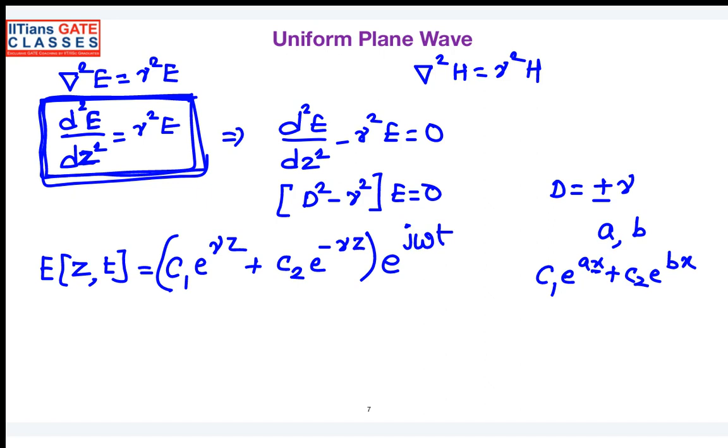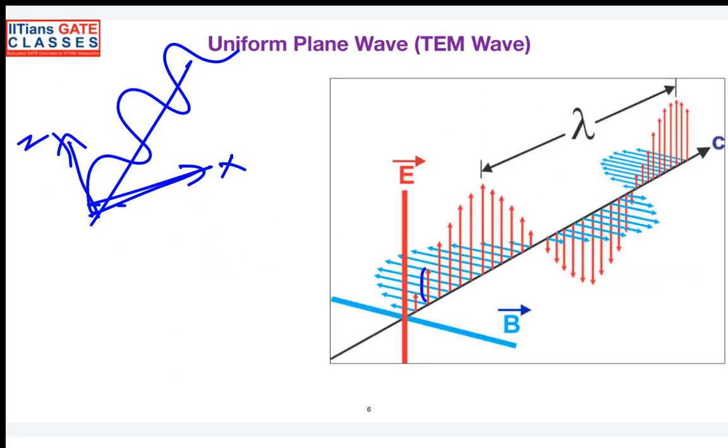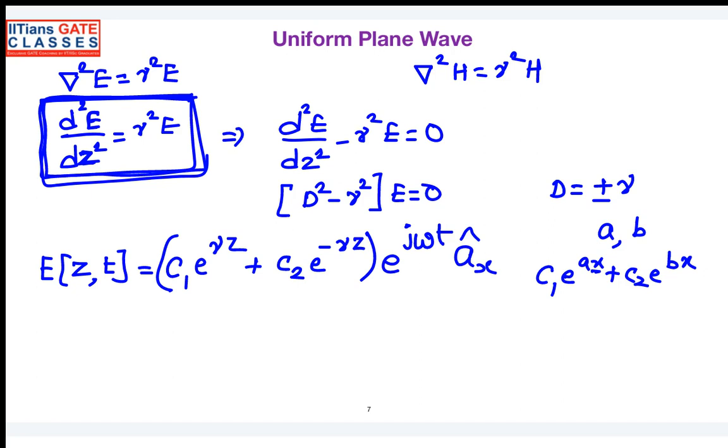And what is the direction? The direction of electric field will be that the flux lines are oriented in x direction. So that is what we have studied. If you see the equation, the electric flux lines are oriented in x. This represents the direction part, but the magnitude variation is happening along z. So this is my equation for the electric field.